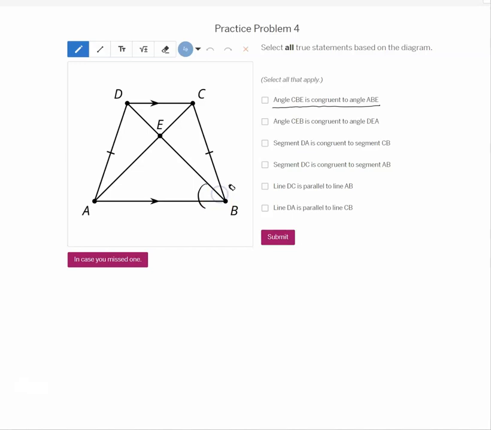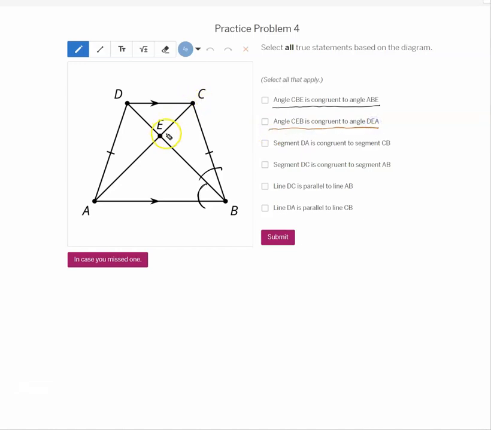Are these two congruent? Do we have any proof that these two are congruent? No, we don't. So we're not going to choose that one, right? Because the only things that we can see here don't say anything about those two angles being congruent. The only things we can see are what they give us, which is CD and AB are parallel, and AD and BC are congruent. So the next one says angle CEB is congruent to DEA.